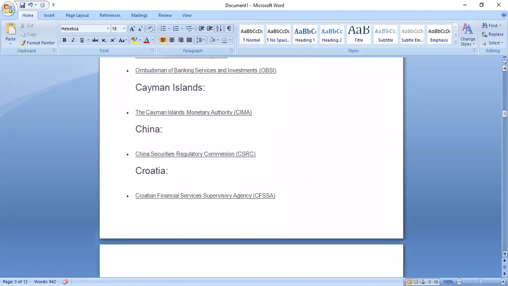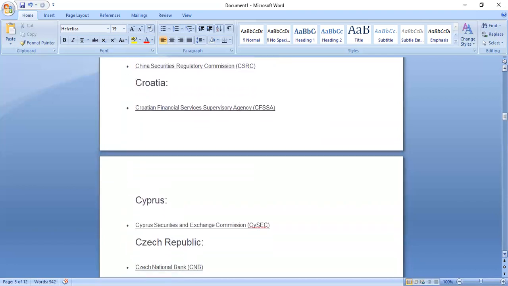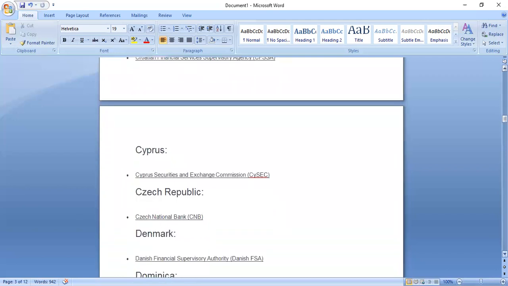Now, any broker from the Cayman Islands, the institution that regulates them is the Cayman Islands Monetary Authority, CIMA. If the broker is coming from China, then the China Securities Regulatory Commission, which is the CSRC, should regulate them. If you are signing up with a broker from Croatia, the Croatian Financial Services Supervisory Agency should be their regulator.